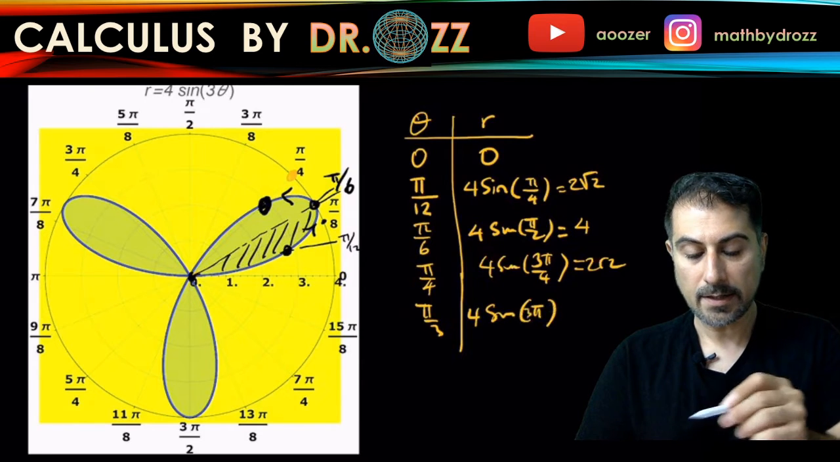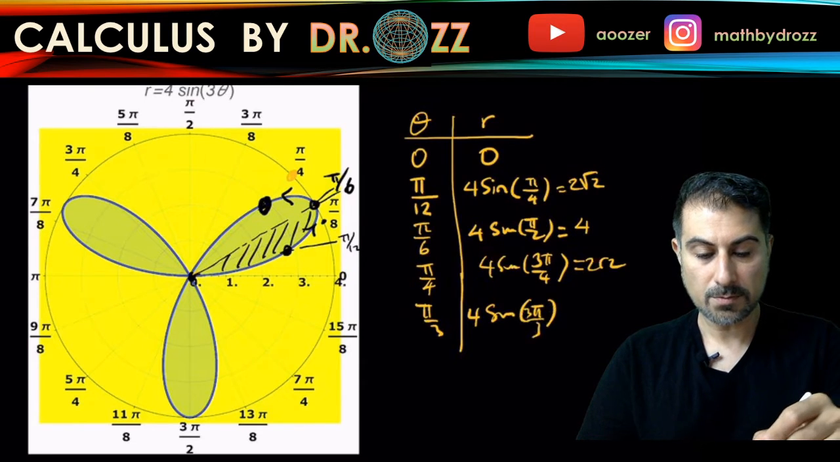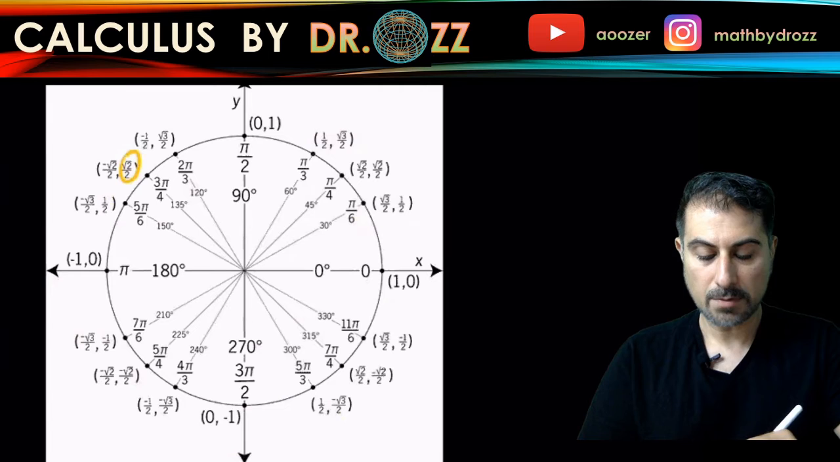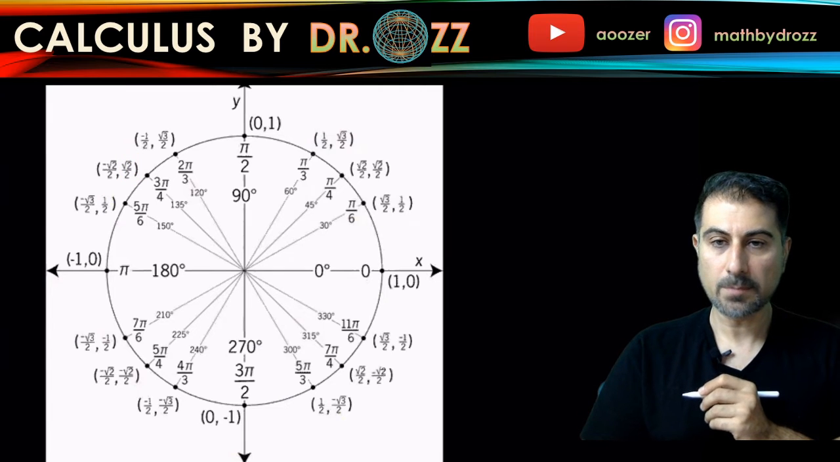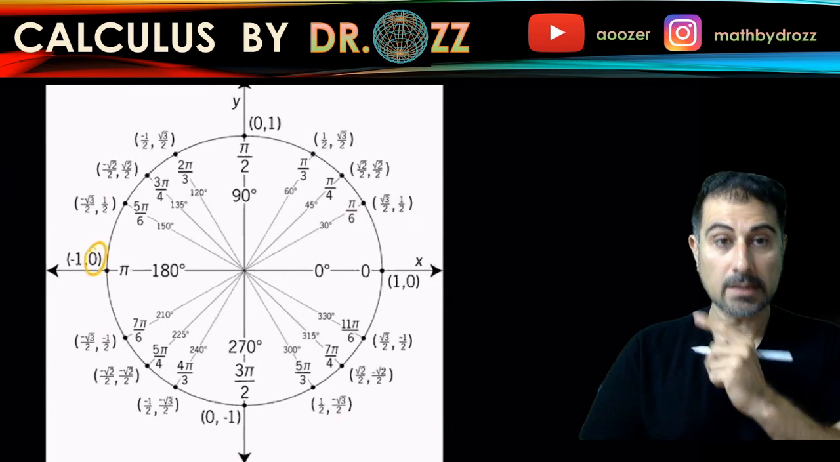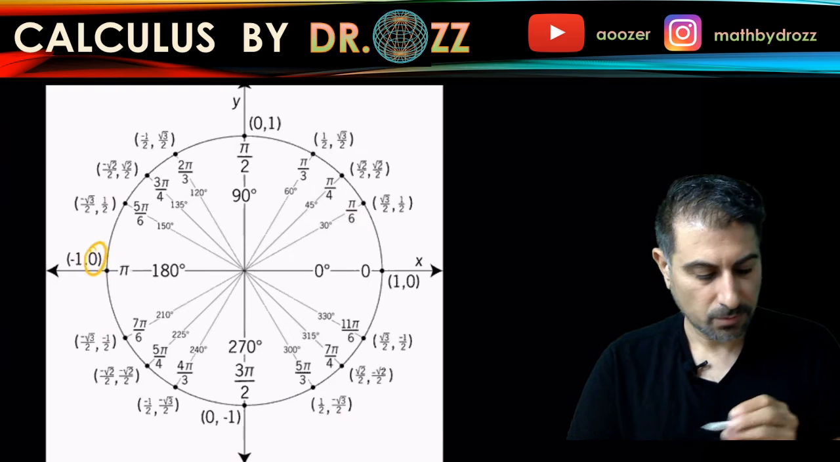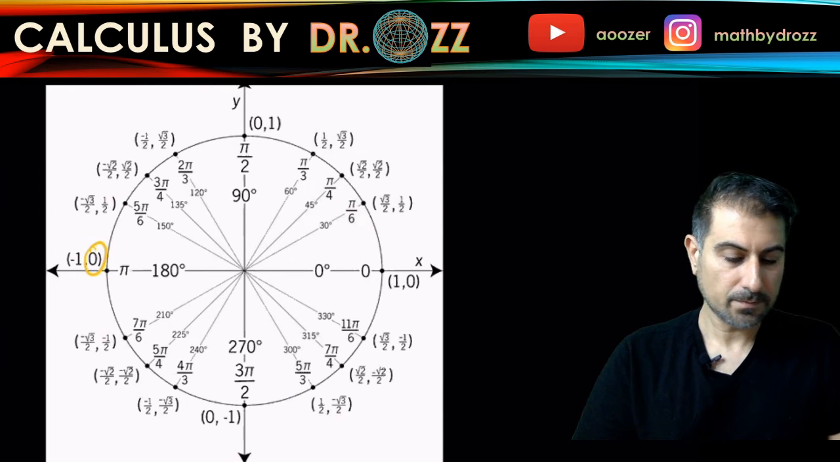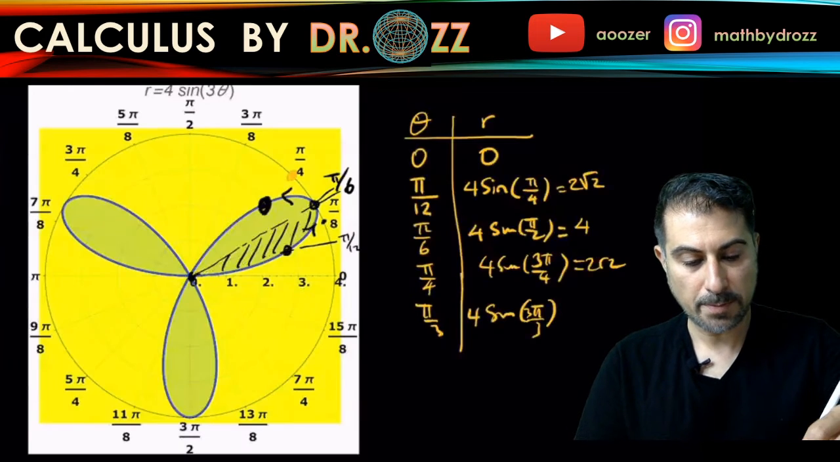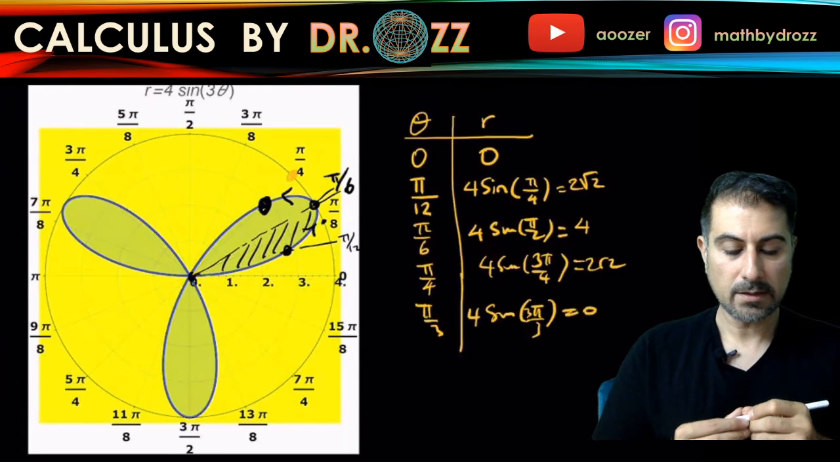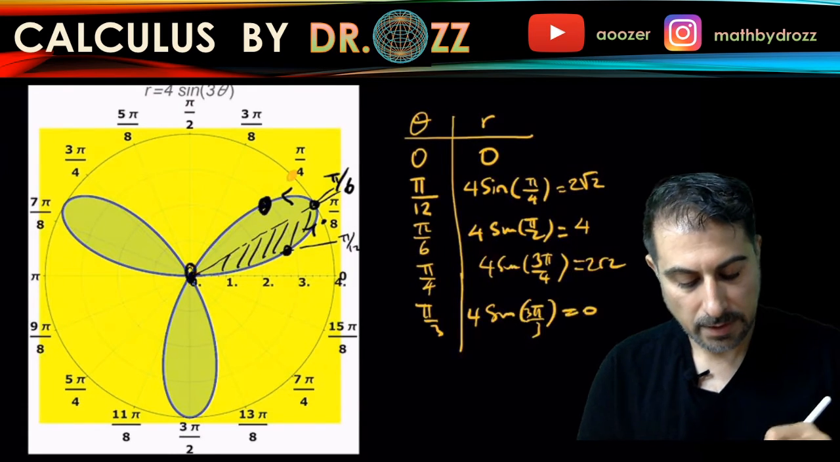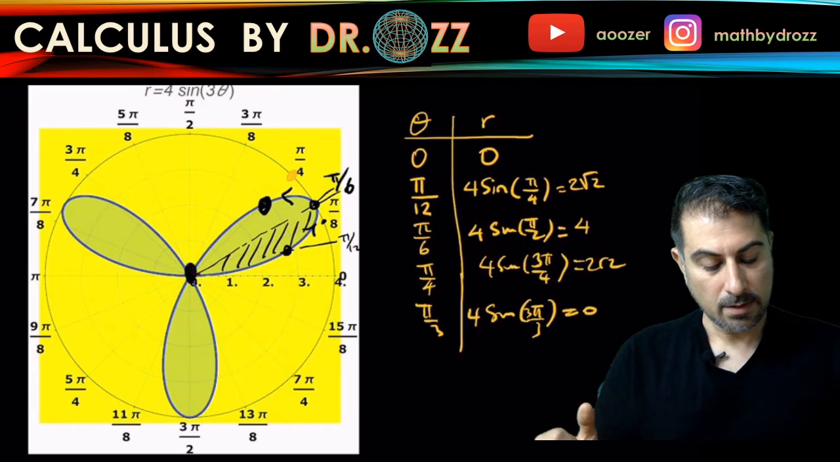And sine pi is supposed to be 0, because that's the y-coordinate of pi. That's exactly equal to 0, okay? So we're back to 0. We're back to 0. So one paddle is covered all the way in between the rays.